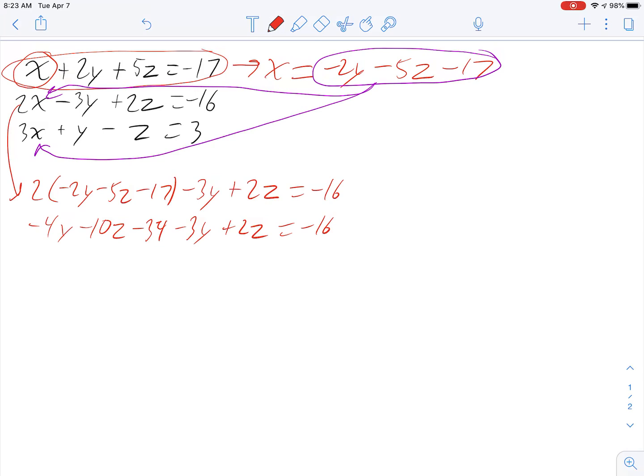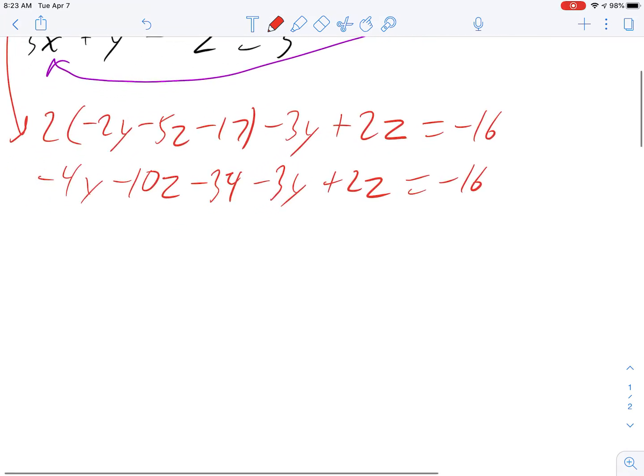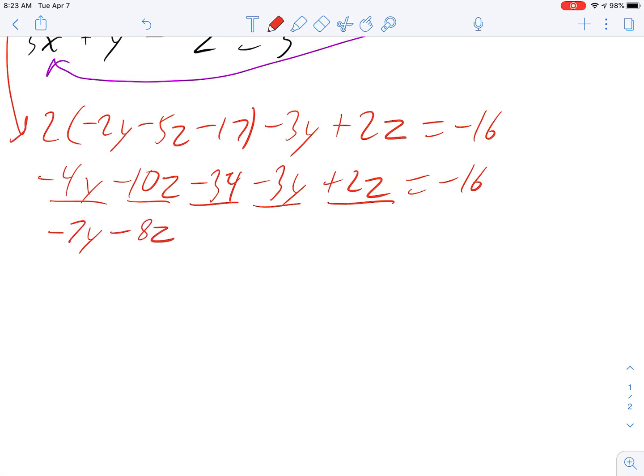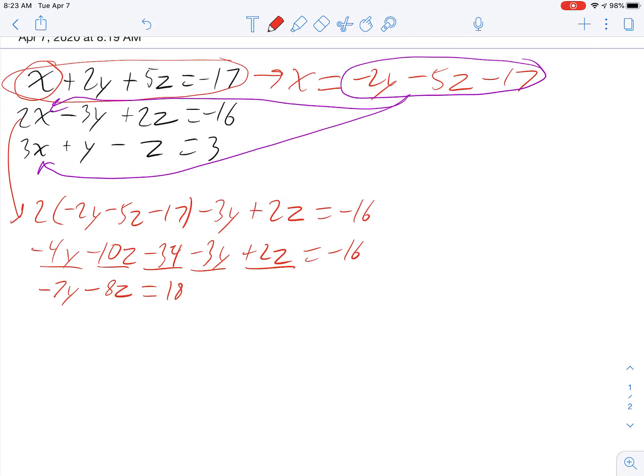And now I'm just going to clean that up a little bit, combine the y's together, so that's negative 7y, and then the z's, negative 10z plus 2z, so that's a negative 8z. And then I'm going to move that 34 over. So I'm going to add the 34 to the other side. And negative 16 plus 34, what is that, 18. So there's one of the equations that I want.